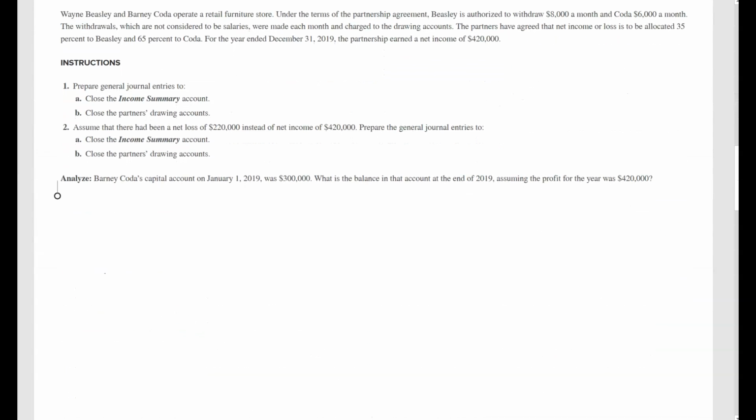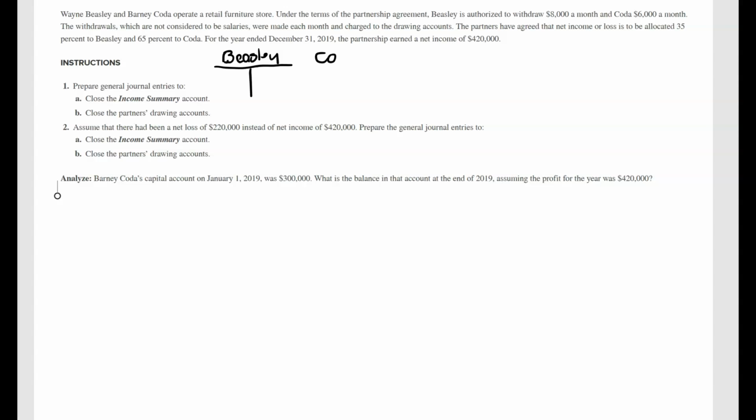closing accounts. Okay, we have Wayne and we have Barney, and they operate a retail furniture store. Under the terms of the partnership, Wayne withdraws $8,000 a month and Barney withdraws $6,000 a month. Okay, let's just figure out what that is. So I'm going to do a couple of T accounts up here. Okay, so Wayne, his last name is Beasley, so I'm going to label this Beasley. Okay, here's his T account.